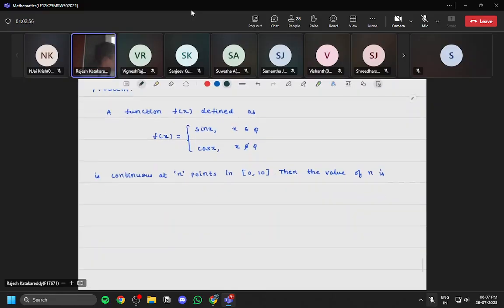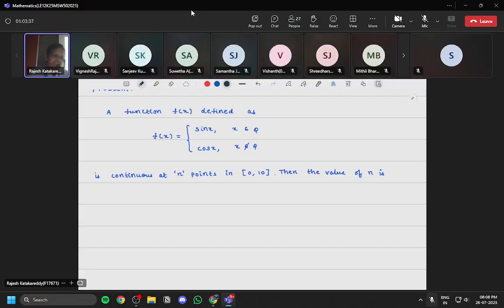When the functions are defined differently for rational and irrational, these functions are said to be continuous at finitely many points. We need to find those finitely many points. Let's say at x equals a, I write the limit as x approaches a of f of x. If a is rational, I'll get sin a. If a is irrational, I'll get cos a. For all values of a, sin a and cos a are not equal. So that means it has more discontinuous points than continuous.